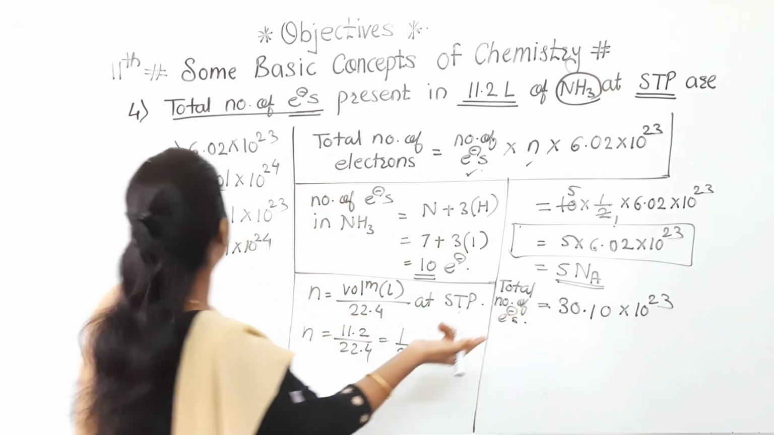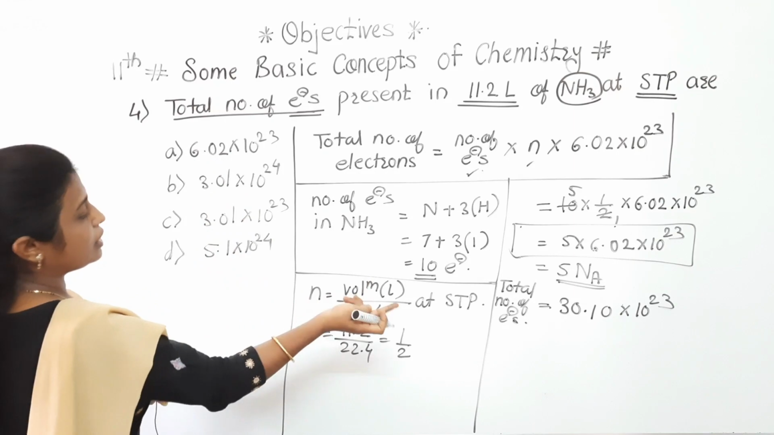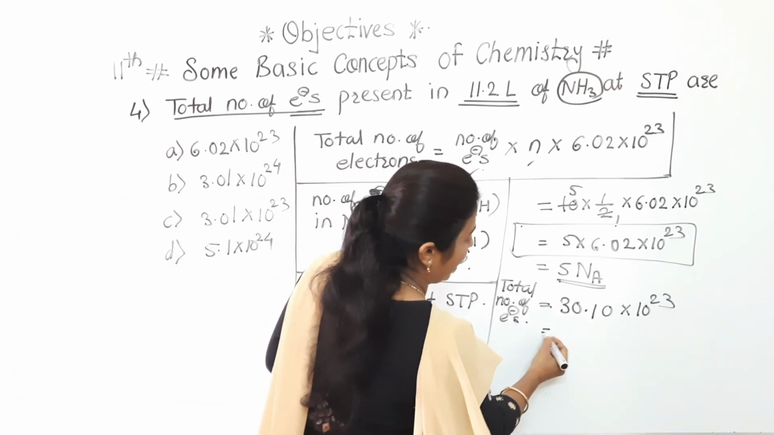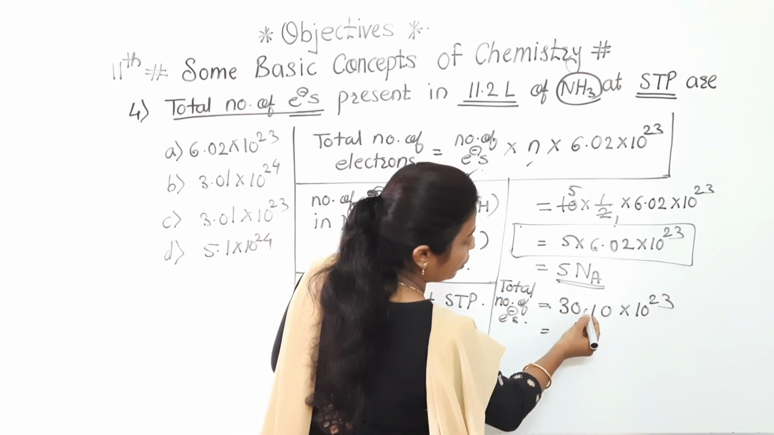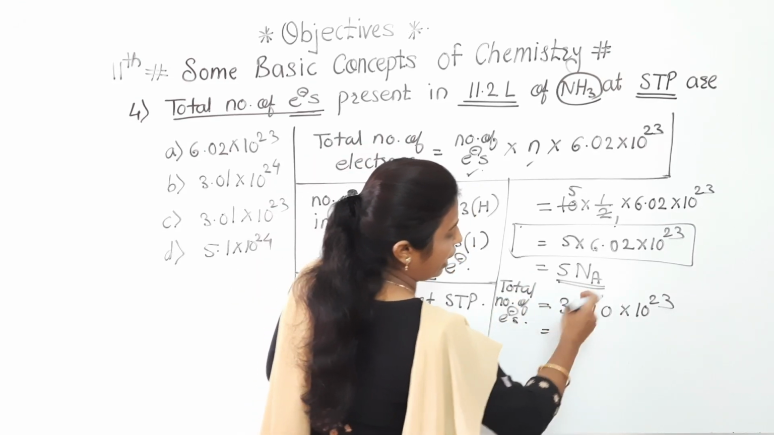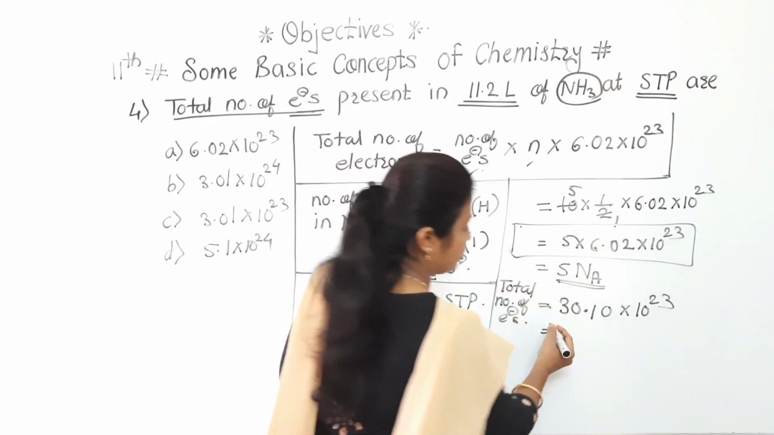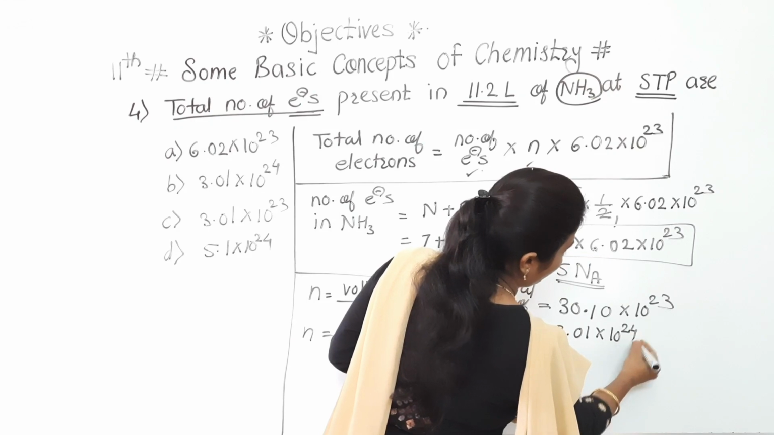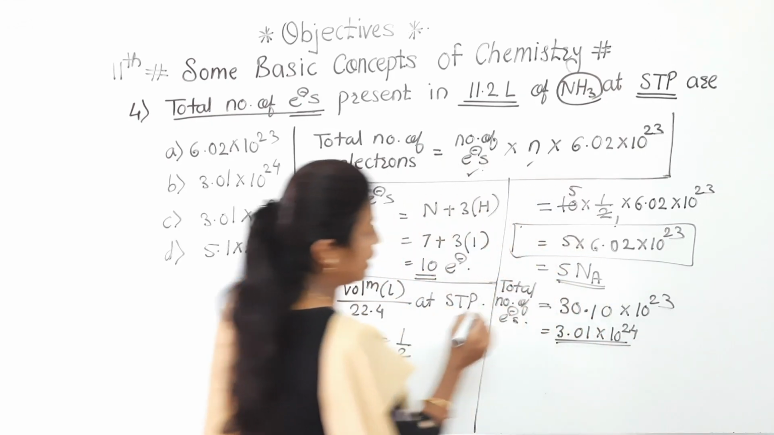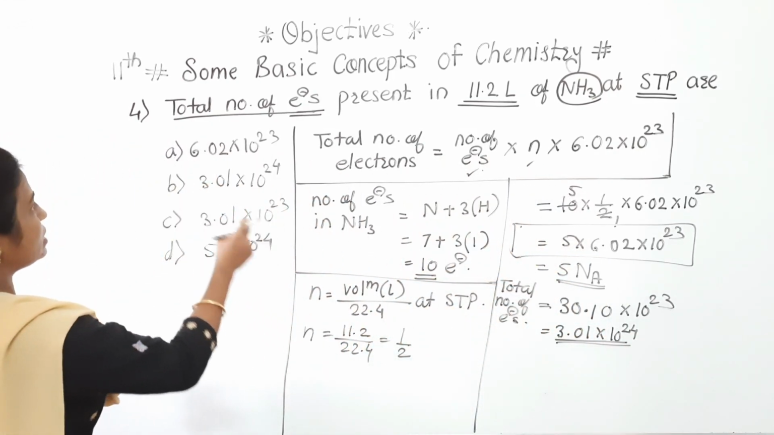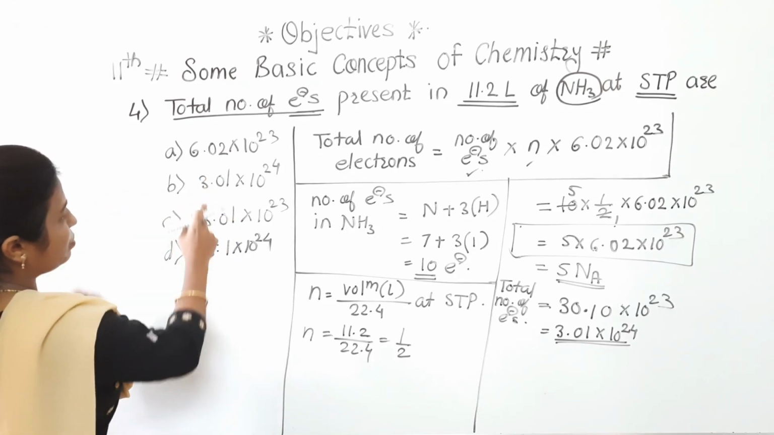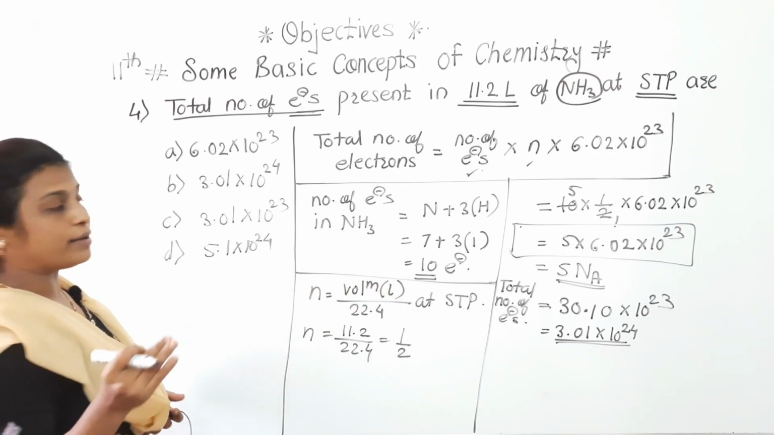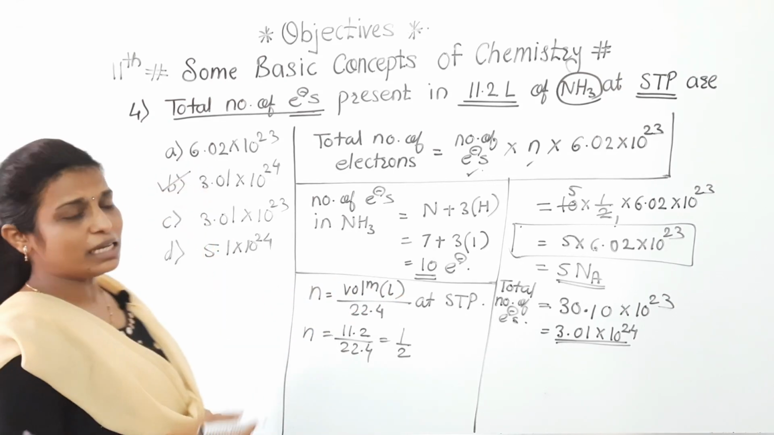Clear to everyone? Now we will discuss the option 30.1. 30.1 is not given, which means we have to shift the decimal. As I told you previously, when we shift the decimal to the left side, the power increases. So 3.01 into 10 raised to 24. That many electrons will be there. So which option is there? Two options with 3 point are there, B and C, but the powers are 10 raised to 24 and 10 raised to 23. So our power is 10 raised to 24, which means option B is the correct answer.